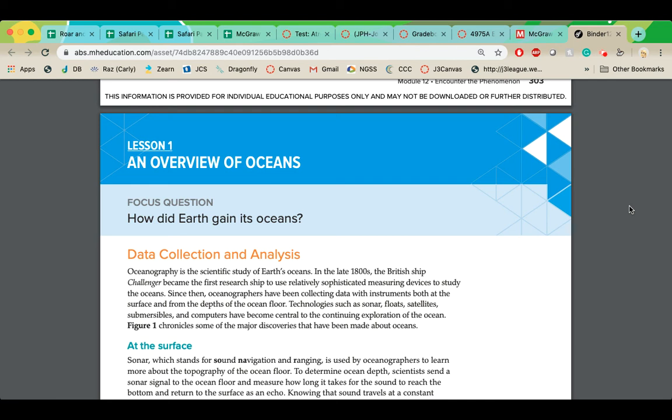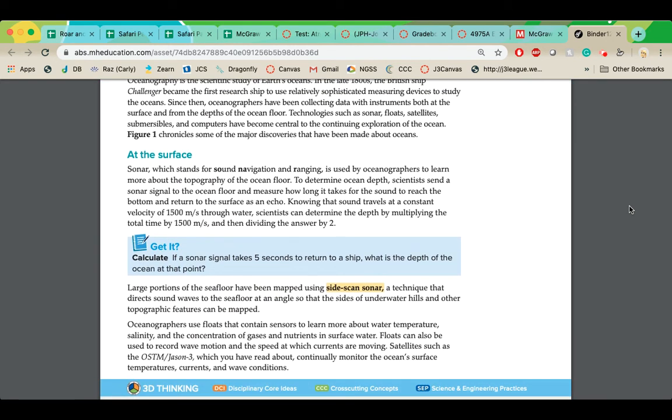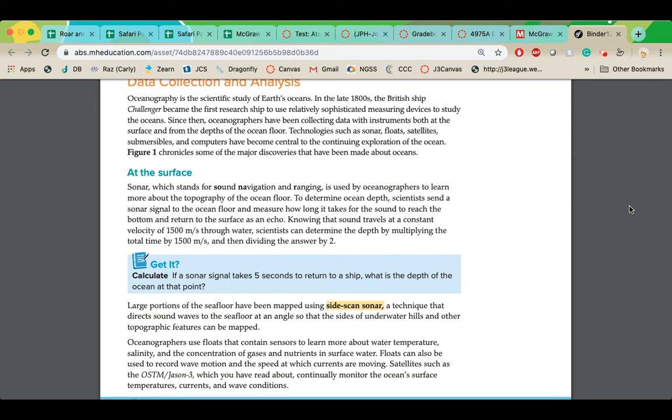Lesson one of this module chapter, we are going to be going over an overview of the oceans. So, oceanographers, that's people that study the ocean, use all kinds of different tools to study the ocean. They use thermometers, sonar, floats. They use submersibles like submarines. They use computers, all kinds of different devices to study the oceans.